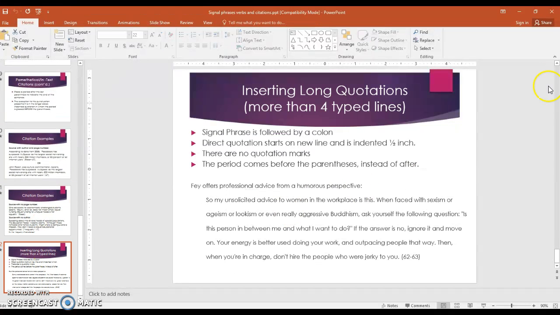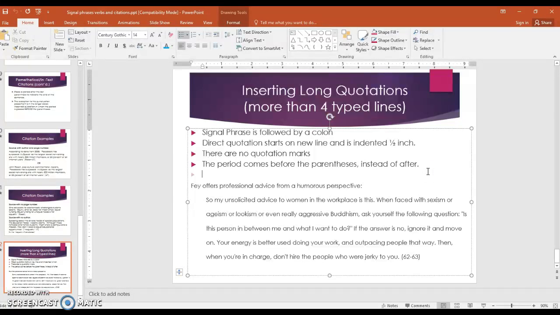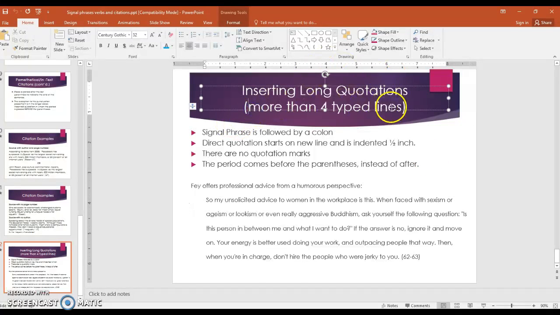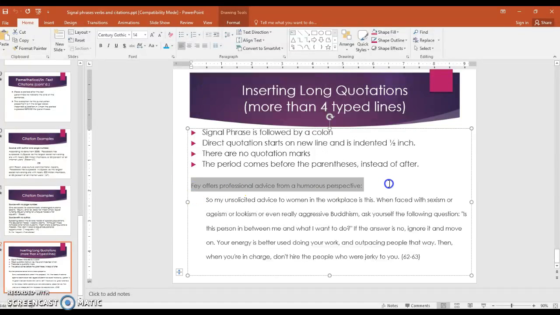All right, then my last example is of a long quotation. This is what I was telling you about. A long quotation is defined as anything from a source that is longer than 4 typed lines. If you're typing away, or you cut and pasted something from a source and it's more than 4 typed lines, then you're going to put it in this format. We have our signal phrase. First rule: the signal phrase is followed by a colon. Fey offers professional advice from a humorous perspective, colon.